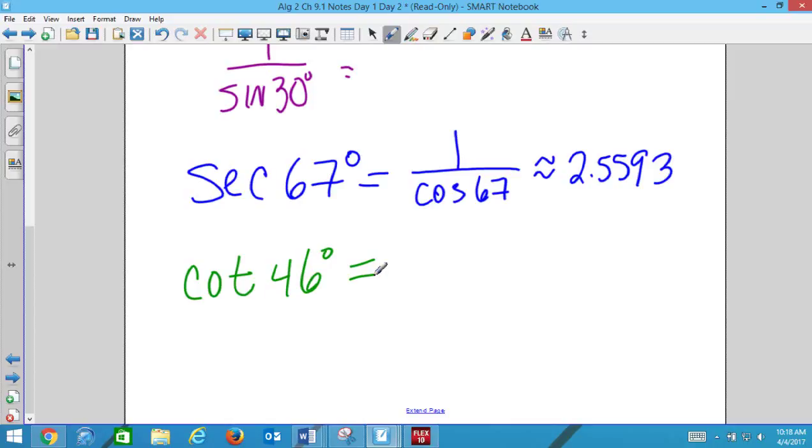So, Trevor, what do I type in? No, he doesn't have that option. Cotangent is the reciprocal of what? So what am I going to type in? Yeah. So we type in 1 over tangent 46. And Brenna, what'd you get?